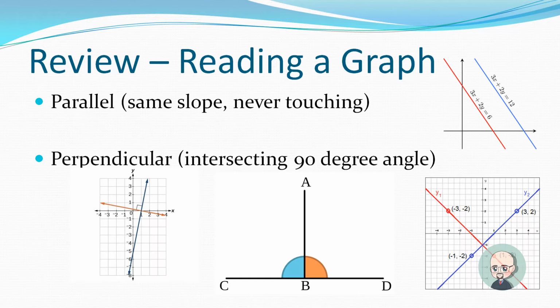Okay, some other things. Parallel lines. You know how I said they're like railroad tracks. They never intersect. Parallel lines have the same slope and they never intersect. You'll see a picture of that on the right-hand side. Perpendicular lines intersect at a 90-degree angle. You'll see a picture of that at the bottom of the page, the bottom right and the bottom left.